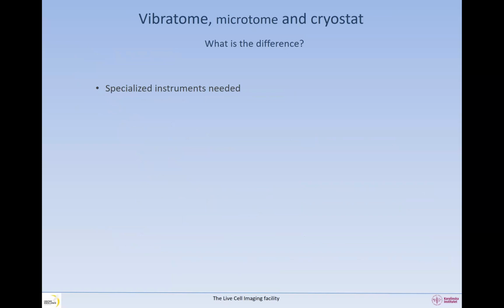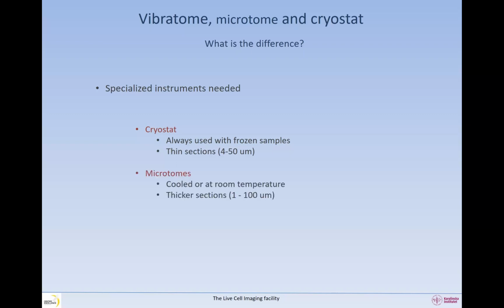and different instruments will produce sections of different thicknesses. So cryostats are always used with frozen tissues and cut very thin sections from a few micrometers up to 50 micrometers. Microtomes can be used for tissues that are frozen or also at room temperature, and they cut thicker sections up to 100 micrometers. Vibratomes are always used at room temperature, and they cut sections above 100 micrometers.